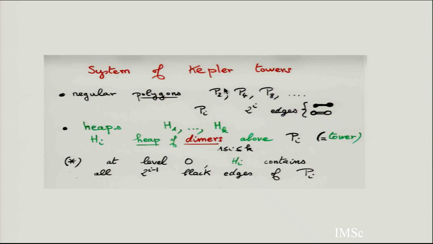I call it a system of Kepler towers. So you have the regular polygon P_i with 2 to the power i edges, black and white, and the system of Kepler towers is going to be heaps H_1, H_2, ..., H_k. Each H_i is a heap of dimers above the polygon P_i. So this is one of the Kepler towers, for i going from 1 to k. And the condition is that at level 0, H_i contains all the 2 to the power i minus 1 black edges of P_i.